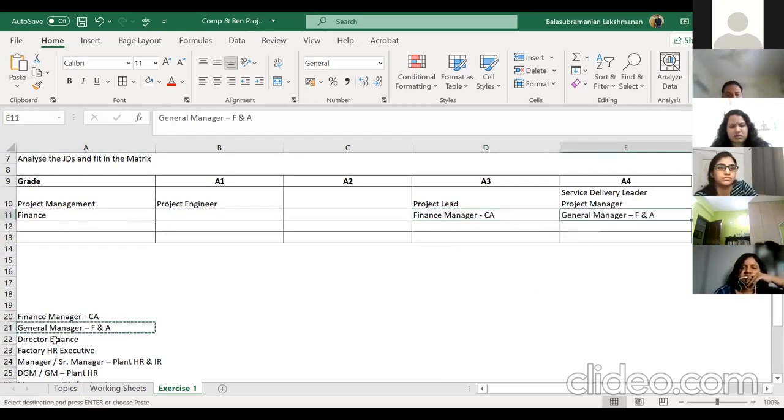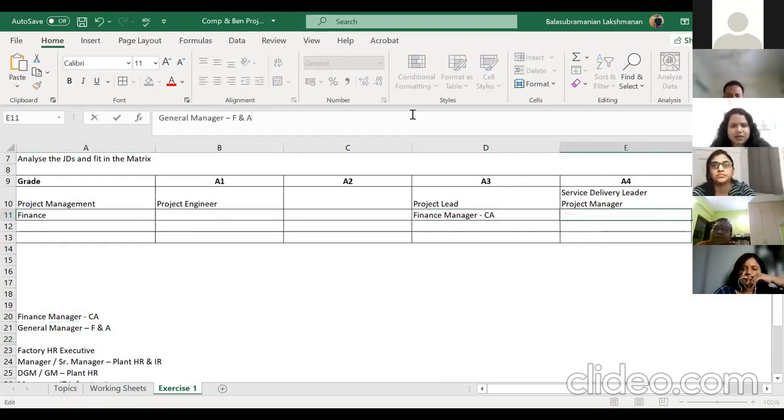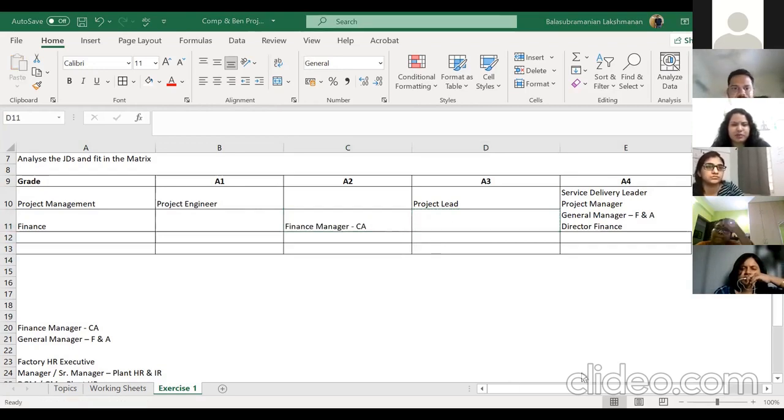General manager, I would rather suggest this to be A2, Bala, because it doesn't have the number of reportees. It might be an IC role actually. Finance manager, CA. It didn't have any description about the number of people reporting to them or any sub functions reporting. Yeah, good job, guys. You're on the right track. Thank you, ma'am. So the chief financial officer, we can put under A4.